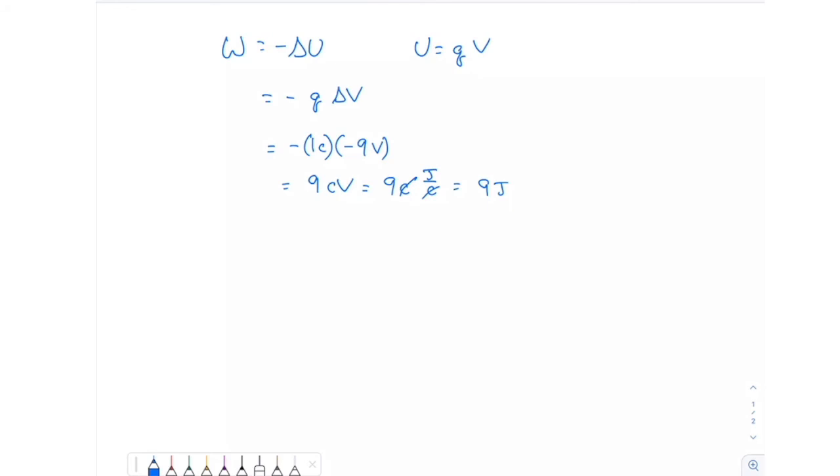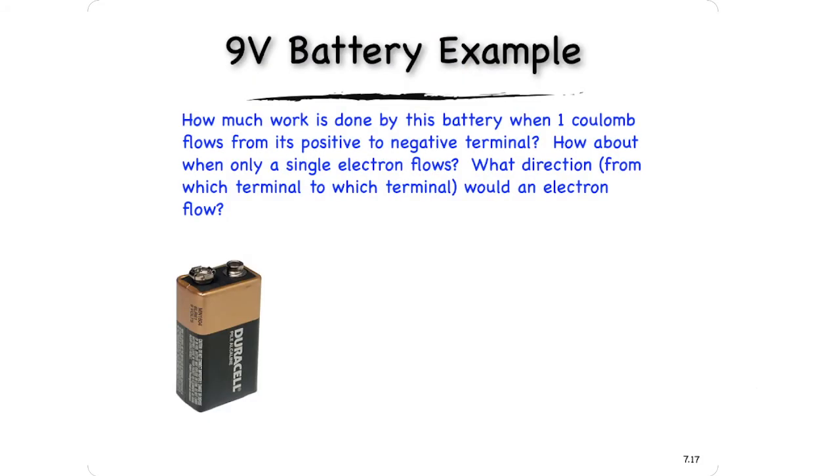That's great, but a coulomb is a lot of charge. What about just a single electron? When we connect this battery to a circuit, we can think about positive charges flowing from the positive terminal to the negative terminal, because that reduces their potential energy. Which way would an electron flow, since it's got negative charge?